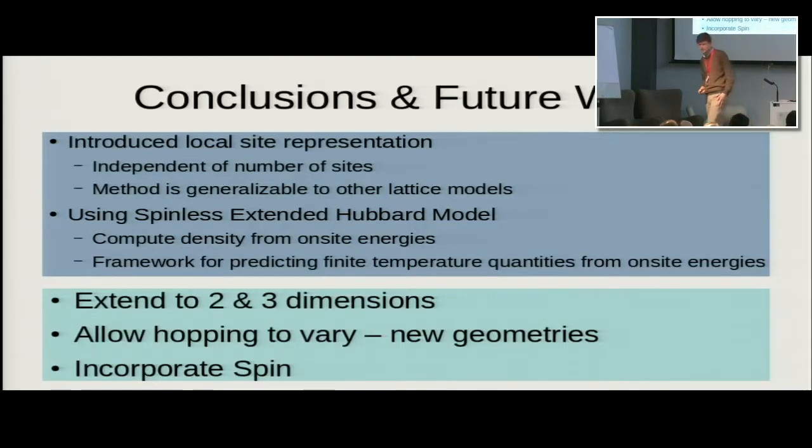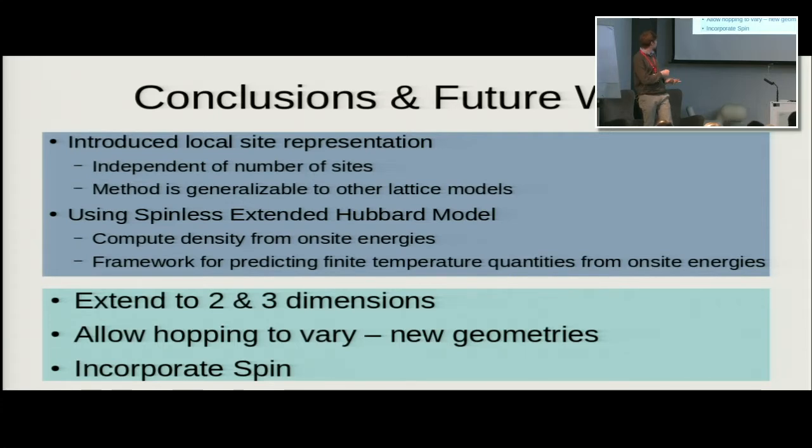So, conclusions. We've introduced a local site representation, which is independent of the number of sites. It means we can train on small, cheap data and use this to predict expensive, large sites. And there's nothing special about the spinless Hubbard model. We could use really any other lattice model.